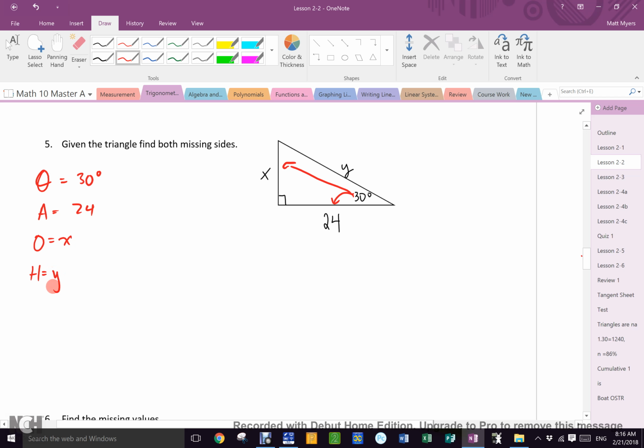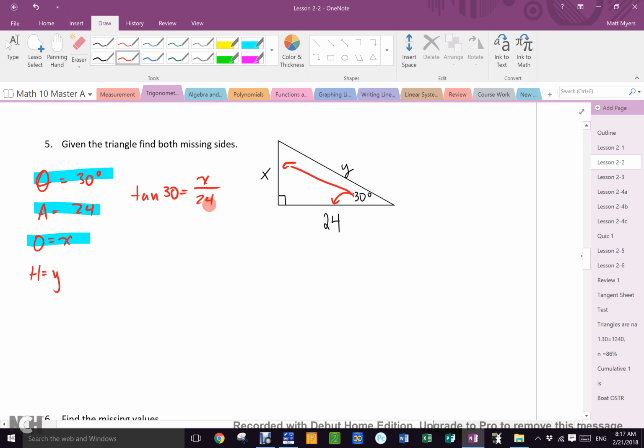So the first thing I've got to do is find that opposite, because I can't find the third side of a triangle without having the two legs, or the hypotenuse and a leg. So I have to deal with this first. O and A uses tangent. Tan 30 equals O, x, over A, 24.